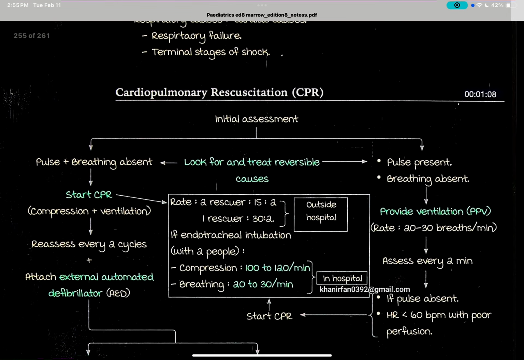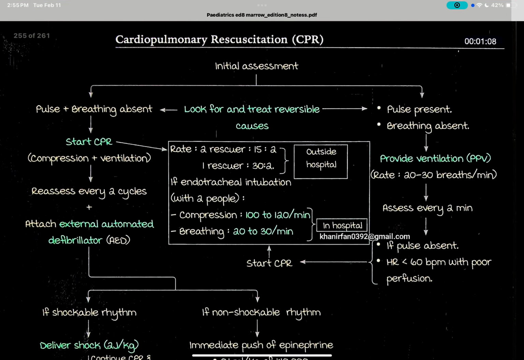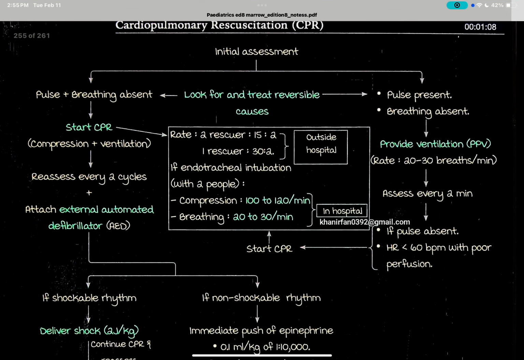Cardiopulmonary resuscitation, CPR. Initial assessment: pulse and breathing absent. Start CPR, compression plus ventilation. Reassess after every 2 cycles. Attach an automated external defibrillator. Look for and treat reversible causes.